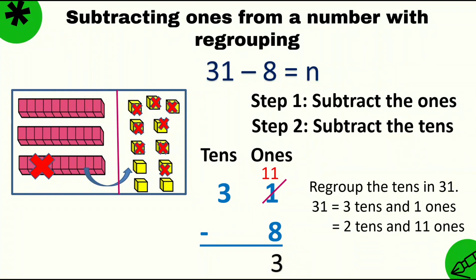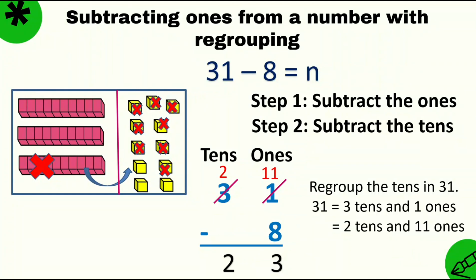Let's proceed to the second step, which is to subtract the tens. Since we removed 1 ten from 3 tens, we will now make 3 tens as 2 tens. Now let's subtract the tens. 2 minus nothing. 8 is a single digit number, right? So no tens, so let's just bring down 2. The answer is 23. Yay! Now, if you want to know if your answer is correct, you can just add 23 and 8. And if the total is 31, that means your answer is correct.